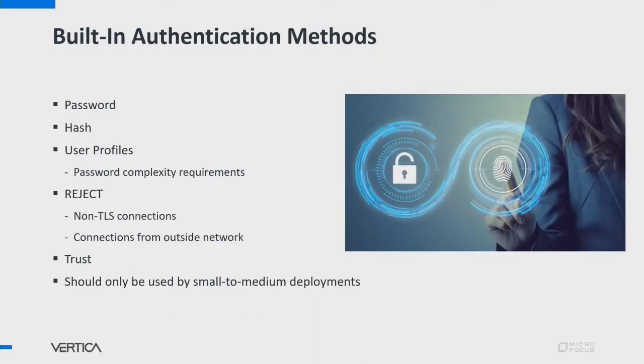Here is the list of the authentication methods built into Vertica. Trust method requires only a valid username, no password is required, and authentication is in fact not performed. Reject method enables to reject the connection from a user providing an invalid name. Hash method sends the hashed password over the network, and those methods should only be used by small deployments, because usually a company has an LDAP server where they manage users, avoiding the duplication of users and passwords.